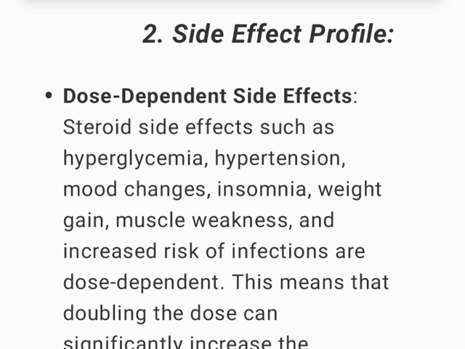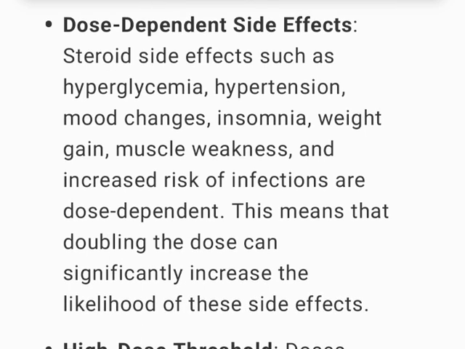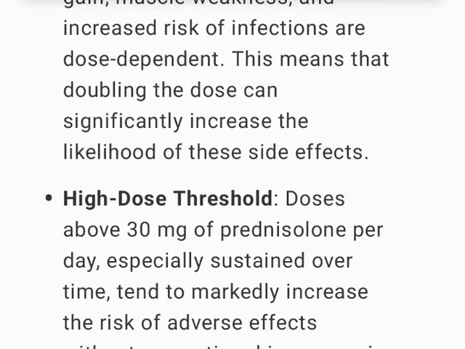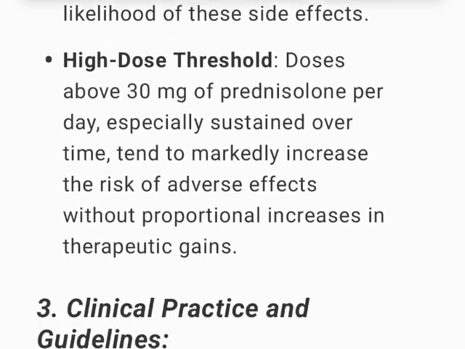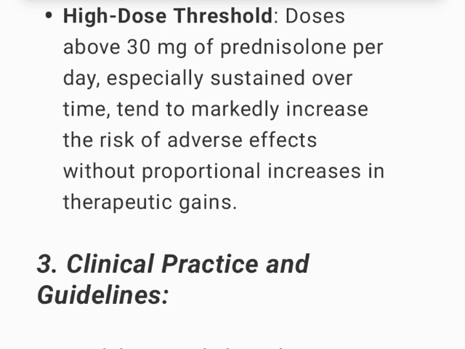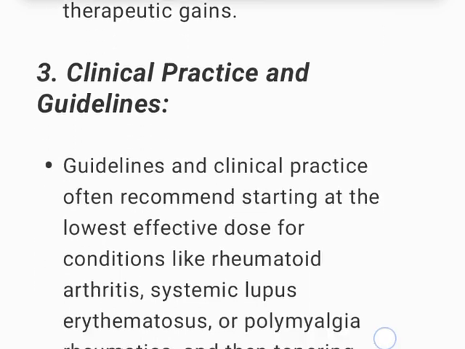2. Dose-dependent side effects. Steroid side effects such as hyperglycemia, hypertension, mood changes, insomnia, weight gain, muscle weakness, and increased risk of infections are dose-dependent. This means that doubling the dose can significantly increase the likelihood of these side effects. High dose threshold. Doses above 30 milligrams of prednisolone per day, especially sustained over time, tend to markedly increase the risk of adverse effects without proportional increases in therapeutic gains.